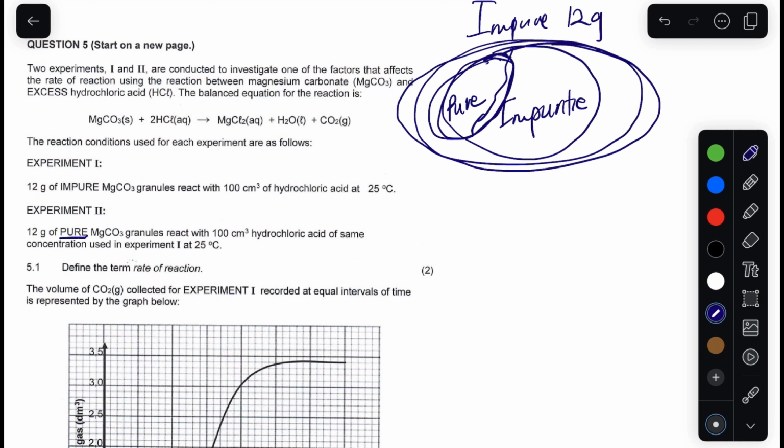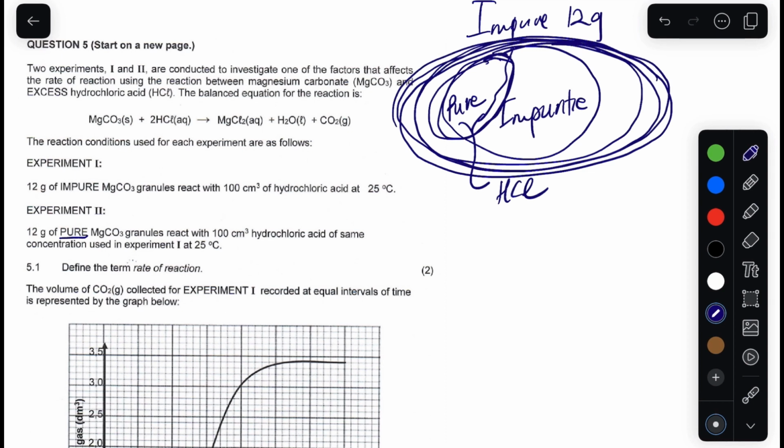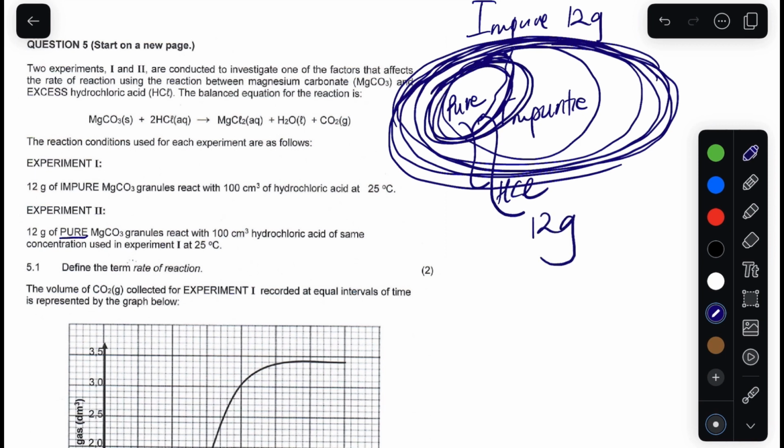Remember, in terms of percentage purity, the pure part is the one that is going to react with an acid. So when 100 cubic centimeters of hydrochloric acid is poured on the 12 gram impure sample, only this part will react. Now, when 100 cubic centimeters of the same concentration is poured on the 12 grams of this, only this will react. All right? Okay. Now, let's answer the question.